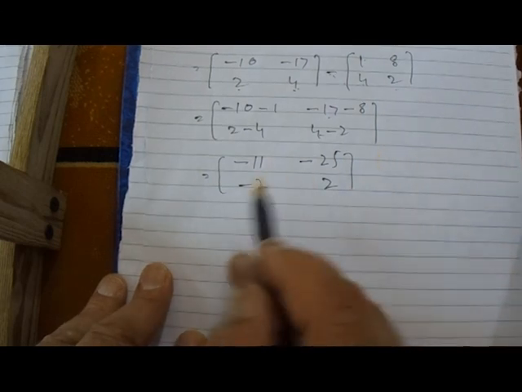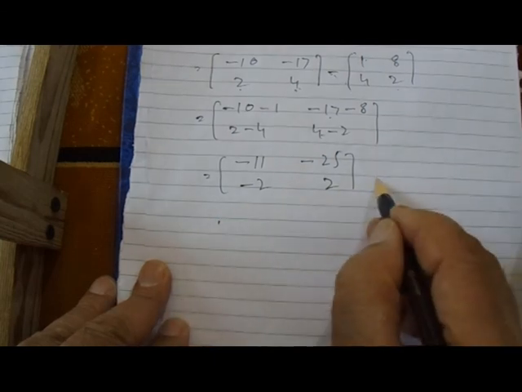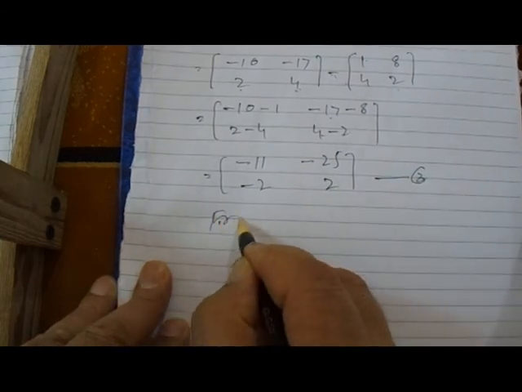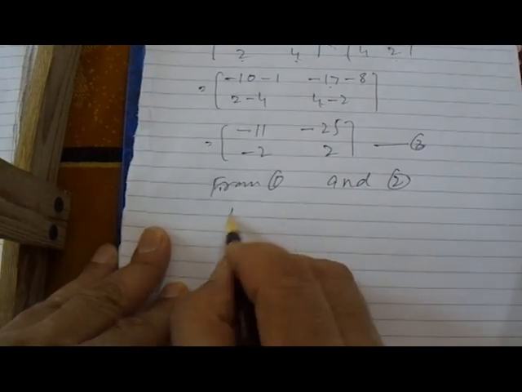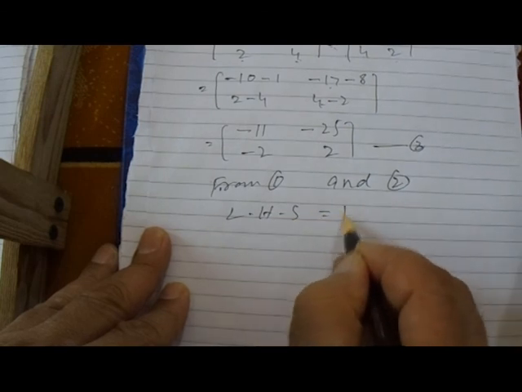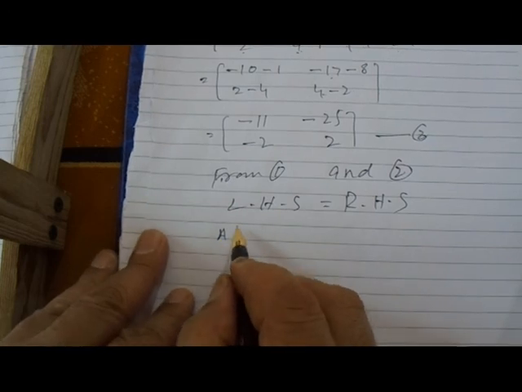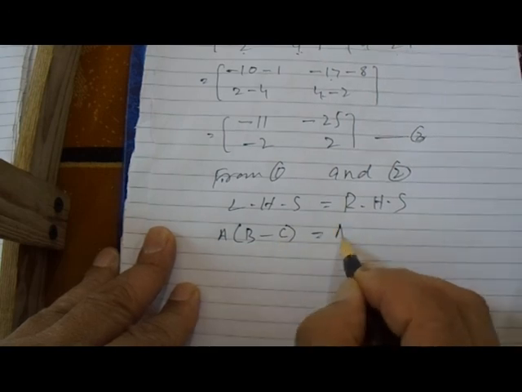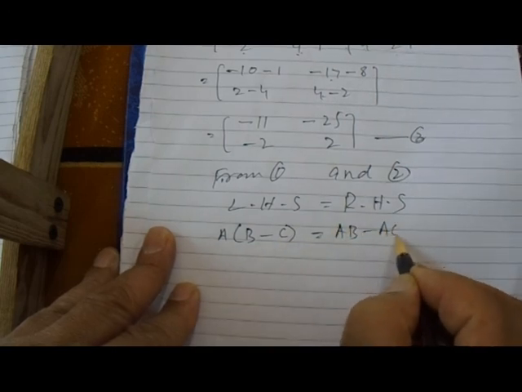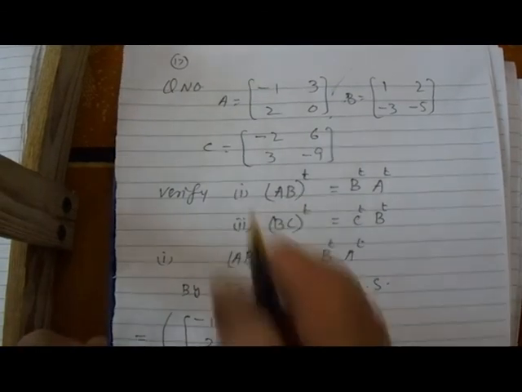Now from the result, the left hand side, putting the value from 1 and 2, this is our 2 from 1 and 2. We write left hand side is equal to right hand side. Now again we write A multiplied by B minus C is equal to AB minus AC. Now we have this result. Now next question is this, the question number 6.